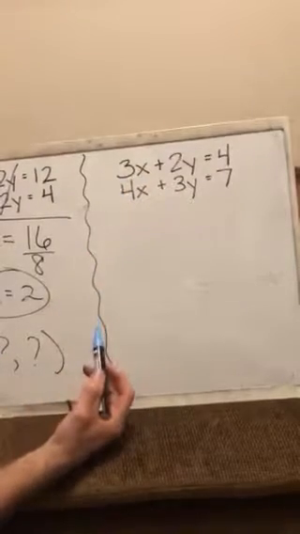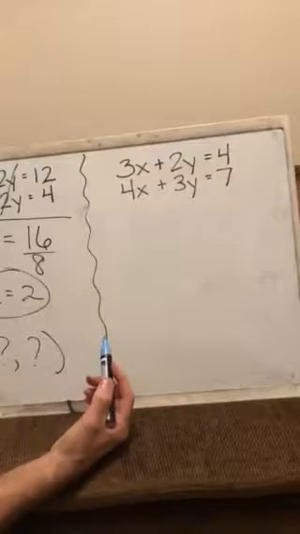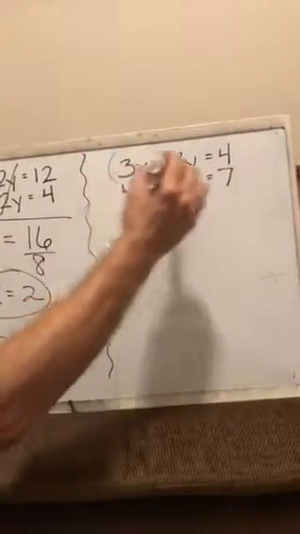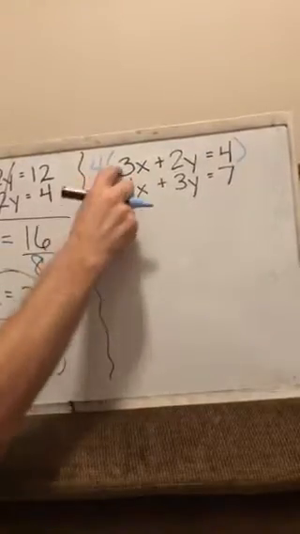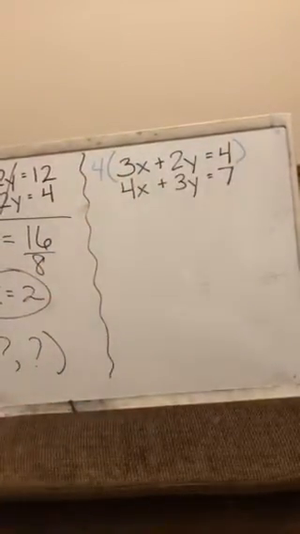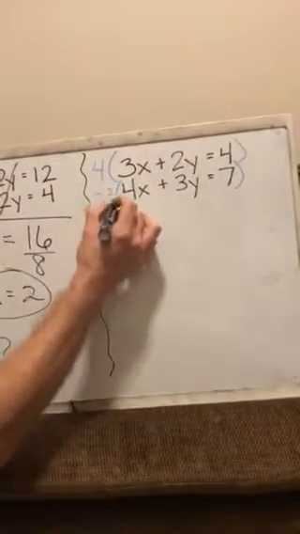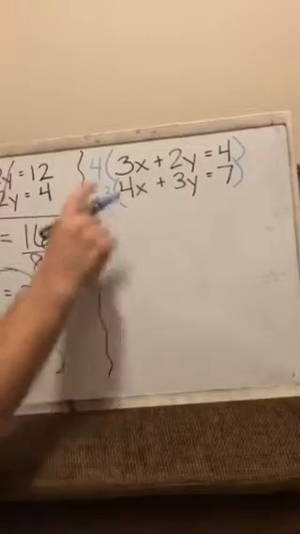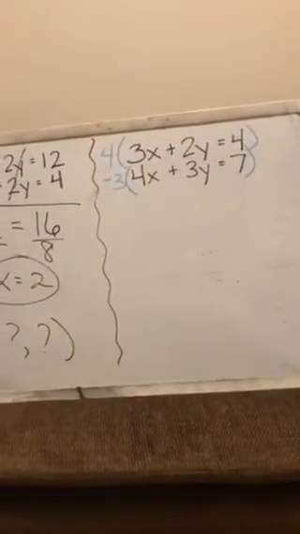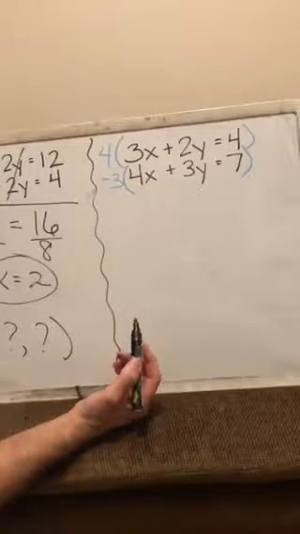So I'm thinking, 3 and 4 both go into what number? They both go into 12. So I want to make one of them a positive 12. 4 times 3 will give me positive 12. And then I'm going to make this one negative 12, so I'm going to multiply by negative 3. 4 times 3 will give me 12, and negative 3 times 4 is negative 12.